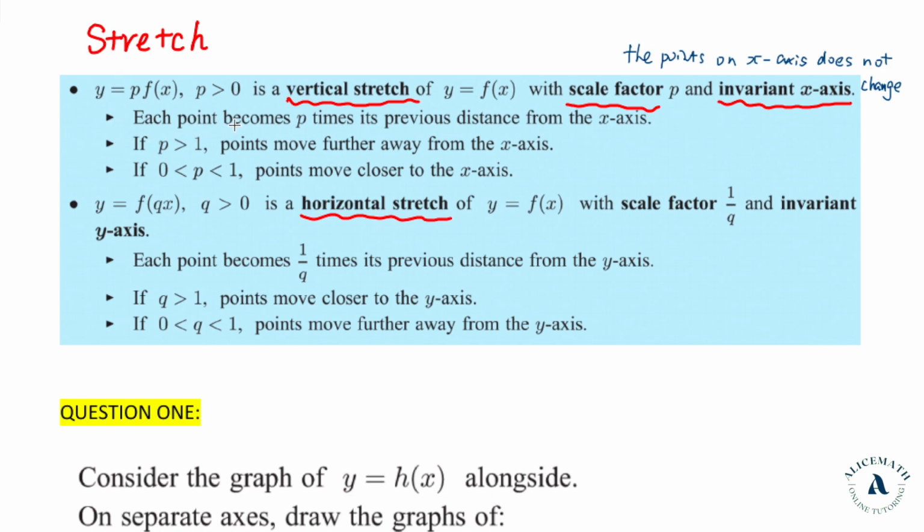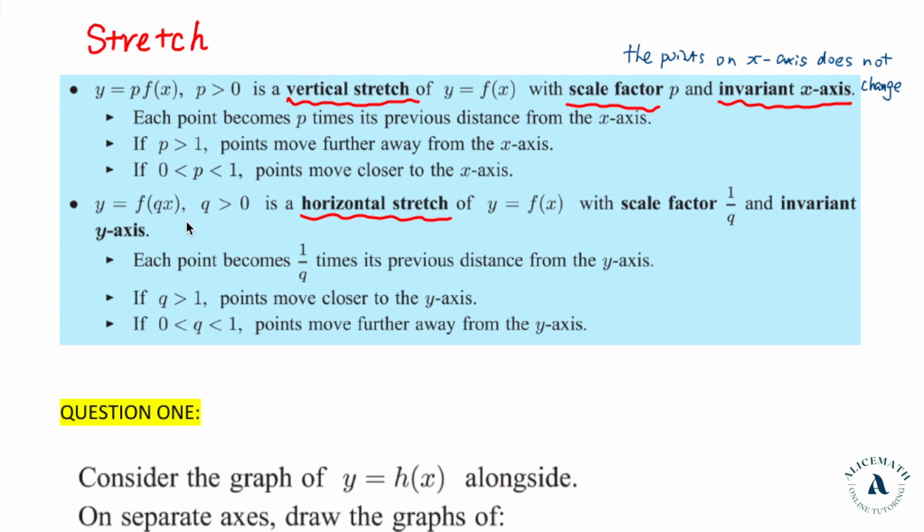From the graphical meaning, each point becomes p times its previous distance from the x-axis. This means the vertical distance is multiplied by p. If p is greater than 1, the point moves further away from the x-axis. If p is between 0 and 1, the point moves closer to the x-axis. So p times f(x) means we multiply the previous function f(x) by the scale factor, which is the vertical stretch.